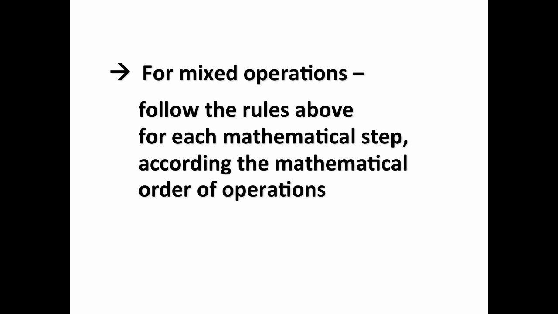Okay, for mixed operations, like let's say you have some multiplication or division and some addition or subtraction, then you do the normal mathematical order of operations and then follow the rules for each mathematical step in terms of your significant figures. So for the multiplication or division, you round to the least number of significant figures. For addition and subtraction, you round to the least precise decimal place, and you just kind of work it all the way through.